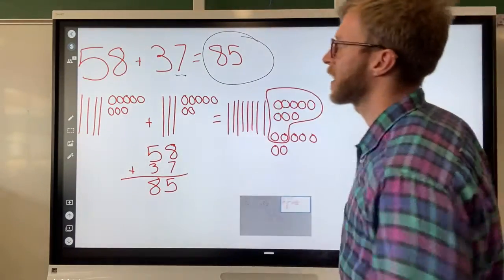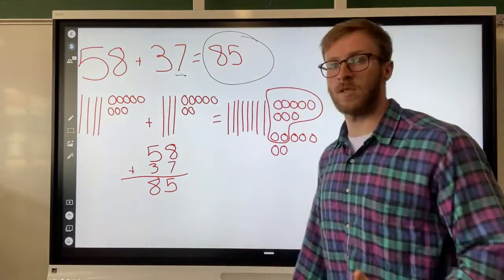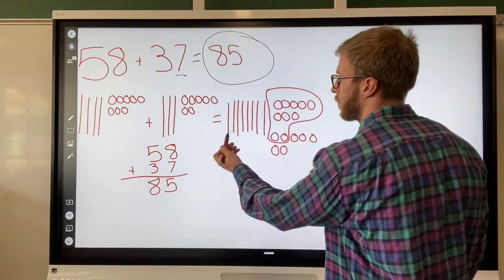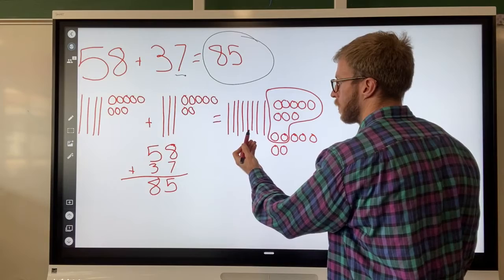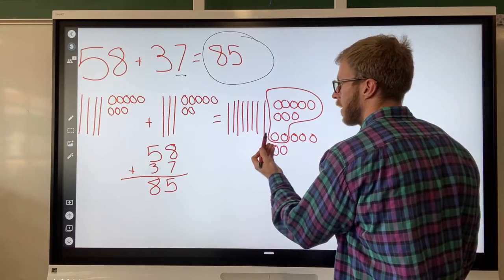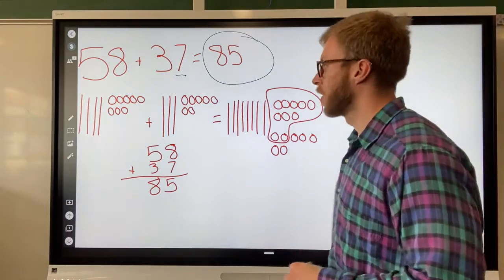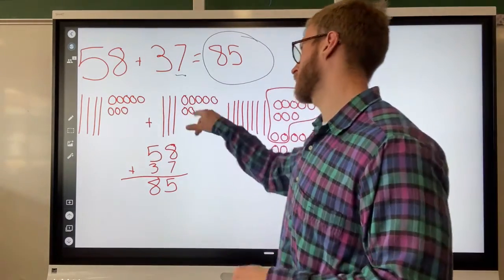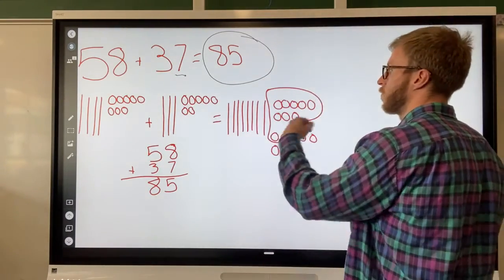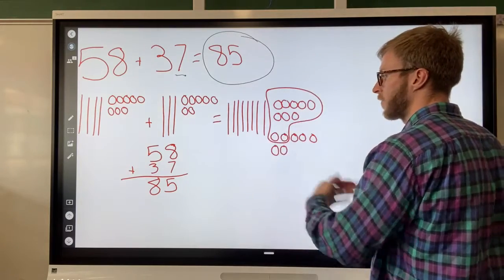So they had 5 tens plus 3 tens. 5 plus 3 is 8. Let's see if they drew 8. 1, 2, 3, 4, 5, 6, 7, 8. Good, we got 8 tens right there. Now, we have 8 ones plus 7 ones. They have their 8 ones right here, and then there's 7 ones.